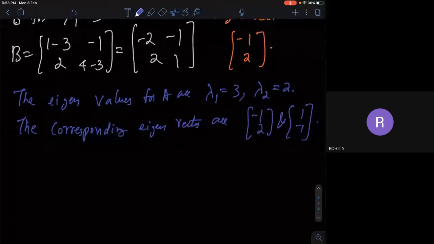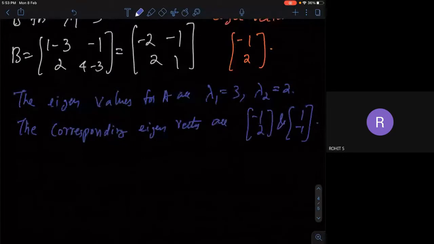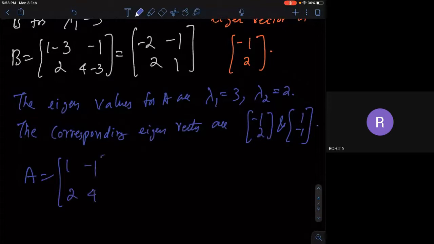Okay. Now, we saw some properties of... Let me look at. So, what was the matrix A? I'm going to write matrix A again. Matrix A. This is my matrix A, and we now know its eigenvalues and eigenvectors, right?